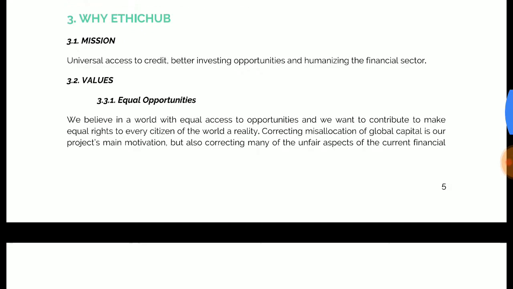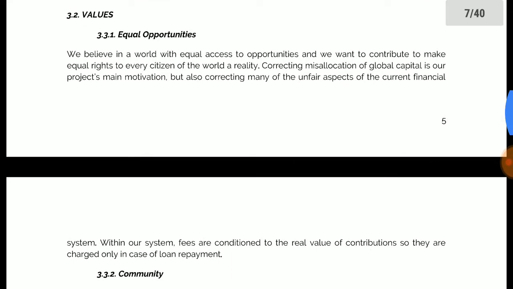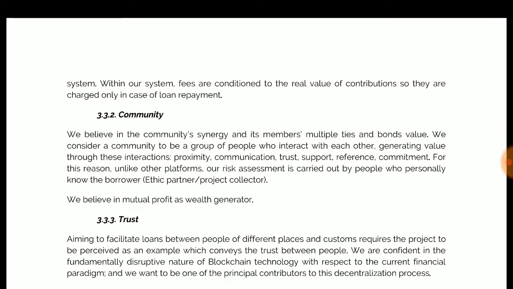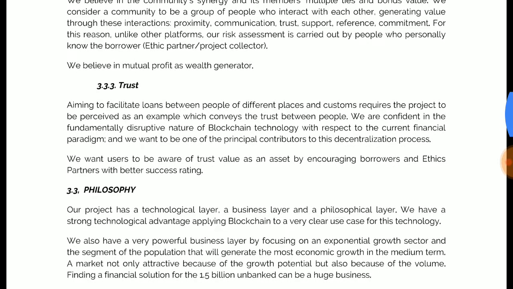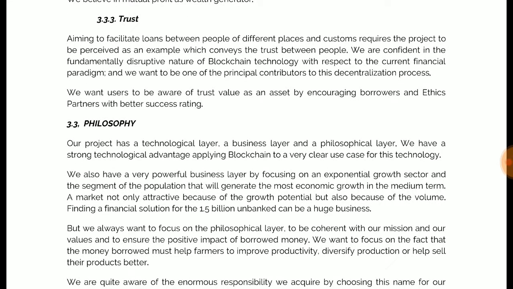Why EthicHub? The mission is universal access to credit, better investment opportunities, equal opportunities, and communities benefit. Bond value: a community is a group of people who interact with each other, generating value through these interactions: proximity, communication, trust, support, aiming to facilitate bonds between people. This is the project's philosophy. There is a technical layer, a business layer, and a philosophical layer. We have a strong technology advantage, applying blockchain to a very clear use case of technology.